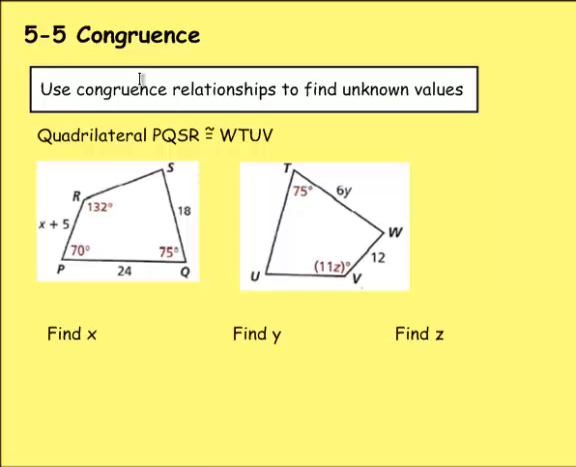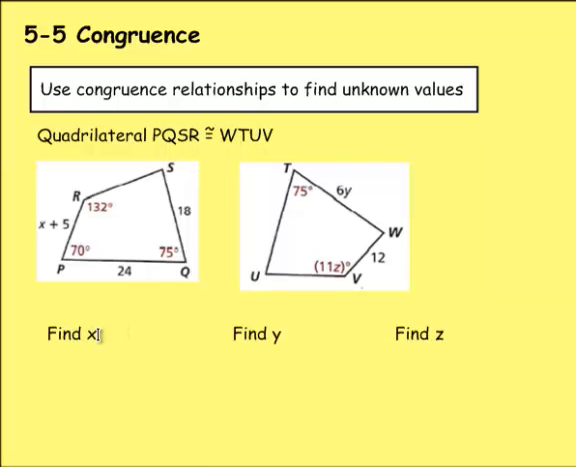Now we can use congruence relationships to find unknown values. If we know that these two are congruent, we can solve algebraically to find missing values. For example, it says quadrilateral PQSR is congruent to WTUV. Knowing that these names are in order can really help us solve them, because the shapes are not always going to be in the perfect position. As you can see, this one got rotated quite a bit. So this can really help us put these in order.